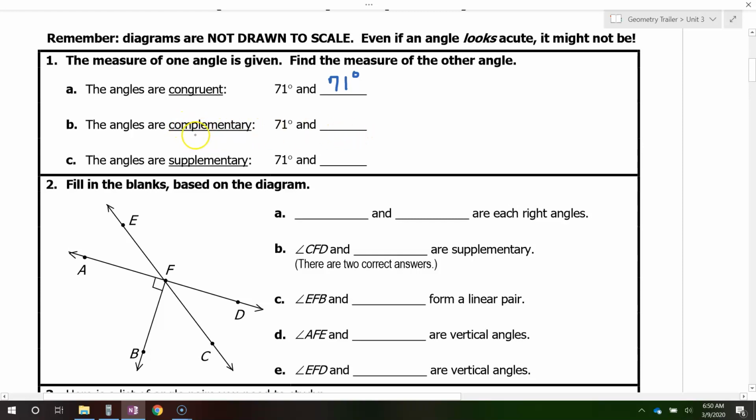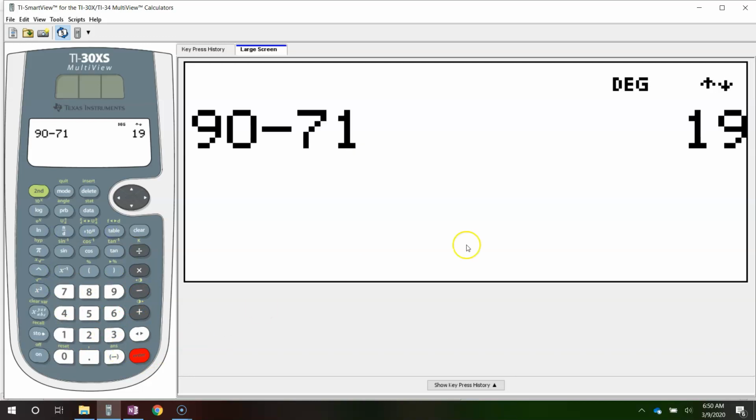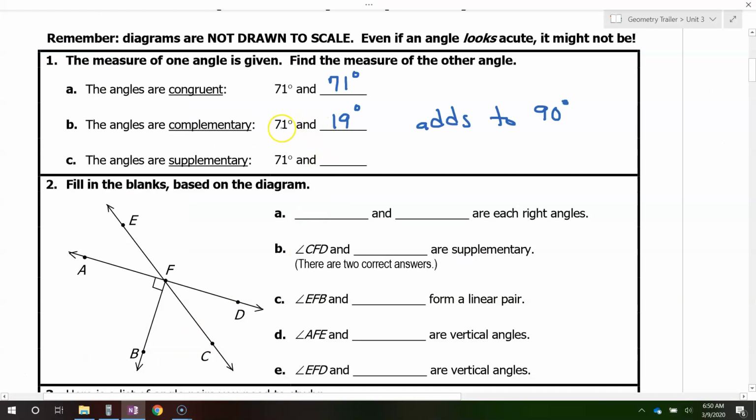Complementary means they add up to 90 degrees. All right, so that means in order to add up to 90, I think we're going to need an extra 19 degrees. But what I'm really doing is I'm doing 90 minus 71. And then you get 19, so these would add up to 90 degrees.